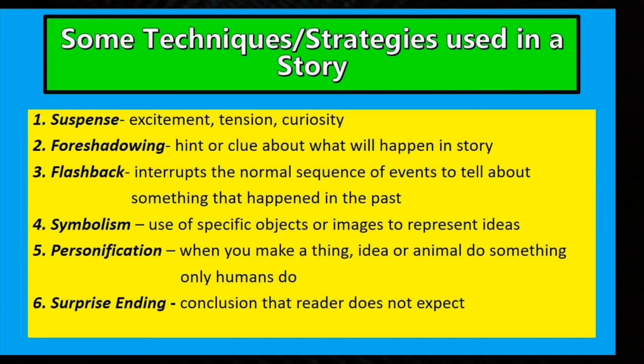And number 2 is foreshadowing. Hint or clue about what will happen in the story. So meaning there are some objects or maybe people that will be shown at the first part of the movie, or maybe first part of the story. Then later on it will be discussed, or it will be revealed in the middle or maybe at the end of the story, their significance.